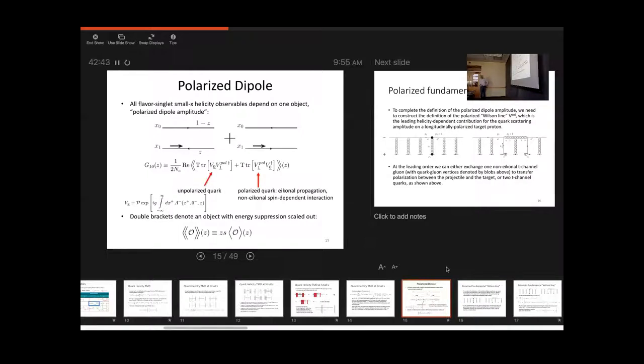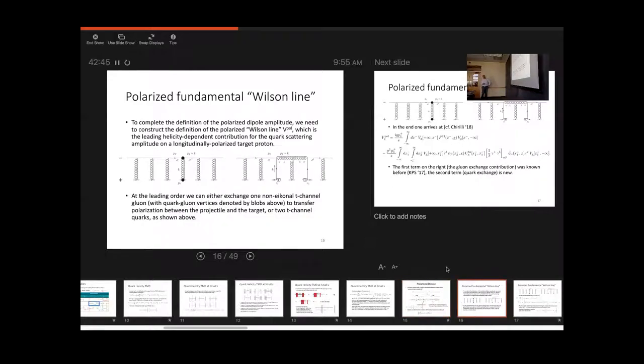These results we've had for some years. So if you really want to do it operatorially, we say, okay, we have, say, a quark propagating through the background gluon field, and we want a sub-eikonal correction to it, which knows about spin. So one of the gluon exchanges would be non-eikonal, and it would transfer the spin information between the target and the projector. Only one, because we really look at the leading sub-eikonal order.